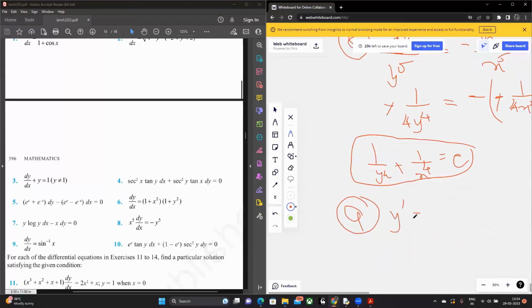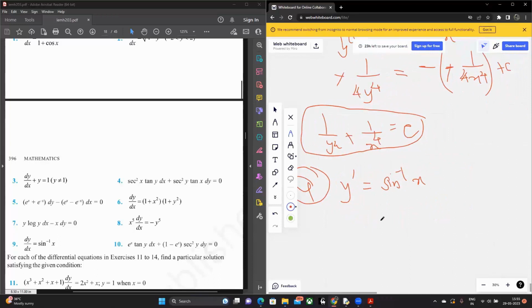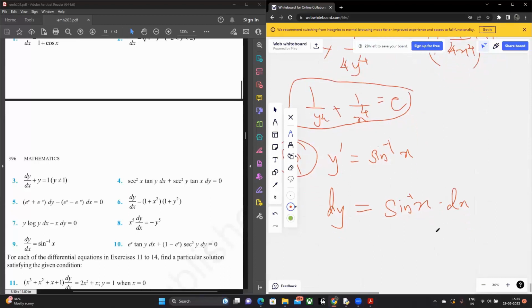Question number 9. Y dash equals sine inverse x. Here, again, basically the same thing that we've been doing so far, right? dy equals sine inverse x times dx, right? I have to integrate this. How do you integrate sine inverse x dx? Did anybody have any idea?